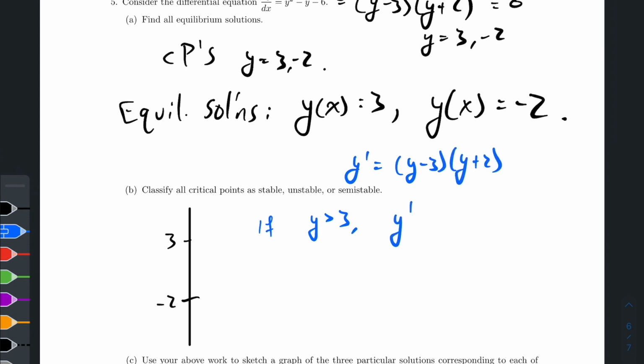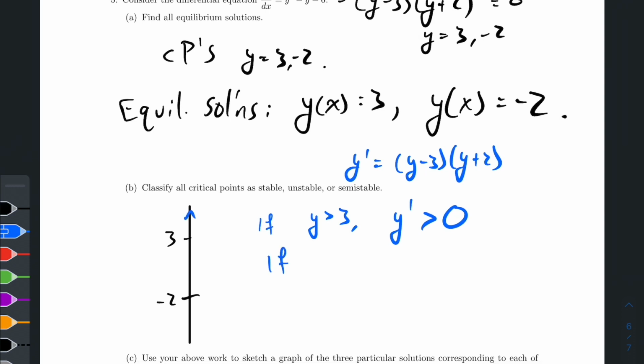So if y is bigger than 3, then is y prime going to be positive, negative, or what? So if I plug in like 4 into this, I would get 4 minus 3 times 4 plus 2. That's going to be 1 times 8. So it's going to be positive, right? Oops. It's going to be positive. So I'll put an up arrow there.